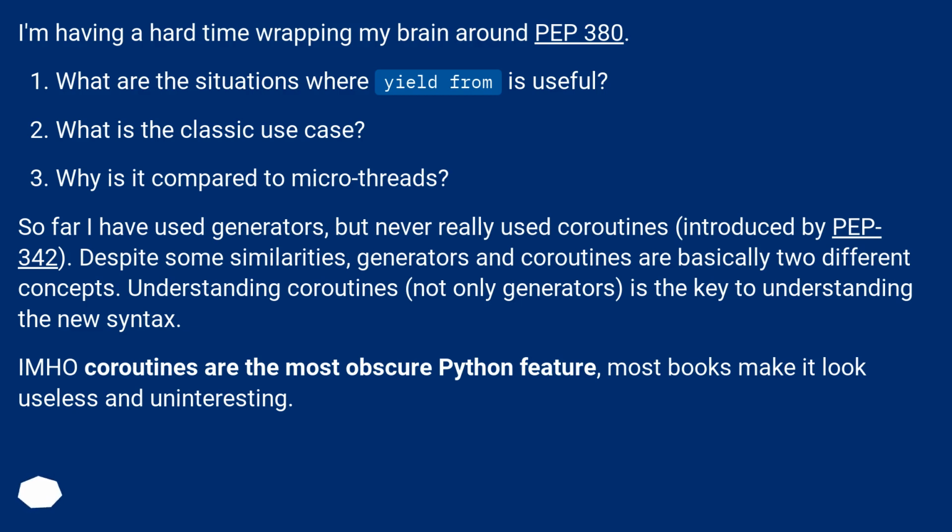So far I have used generators, but never really used coroutines, introduced by PEP 342. Despite some similarities, generators and coroutines are basically two different concepts. Understanding coroutines, not only generators, is the key to understanding the new syntax. IMHO coroutines are the most obscure Python feature. Most books make it look useless and uninteresting.